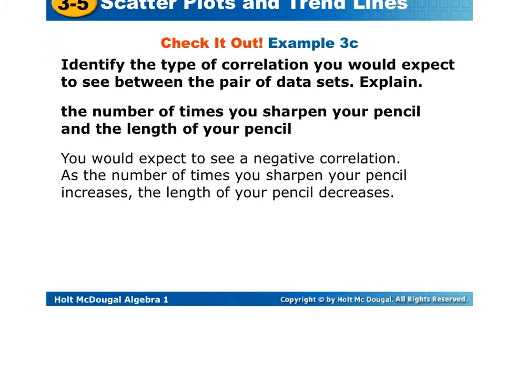The number of times you sharpen your pencil and the length of your pencil. What happens to your pencil when you sharpen it a lot? It's going to decrease, right? It gets smaller. So this would be a negative correlation. So this one, you're sharpening it a bunch of times, that number's going up, but your pencil length is going down.